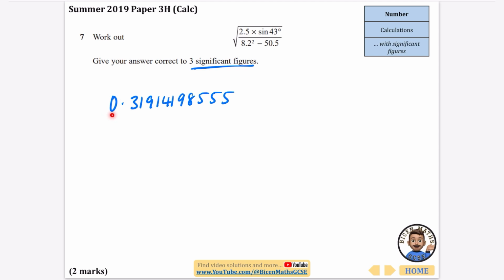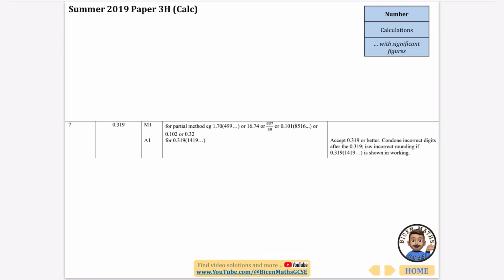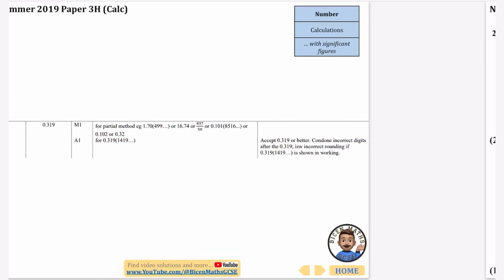Now we don't include the 0 as a significant figure, so we're going to go 319, and then I'm going to draw my line. Now the 1 there means that nothing is going to change, so my answer is just going to be 0.319. Remember, we don't consider 0 as a significant number, which is why I haven't underlined it. We do consider it significant if it's in the number, but not if it's at the beginning. So there's our answer of 0.319.